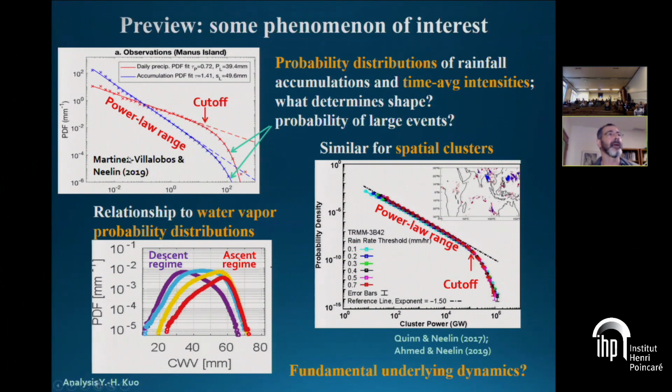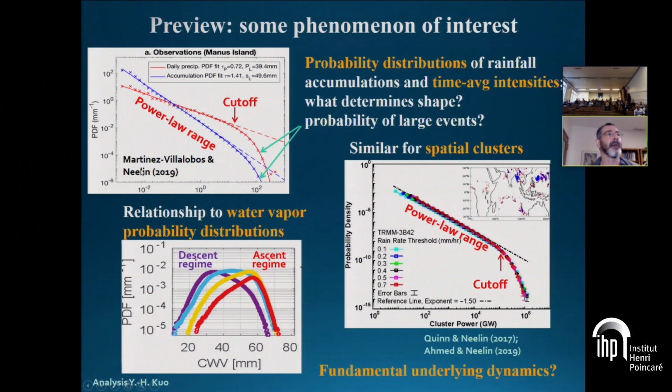Okay, so a couple of the things that we want to get to. In the upper left are probability density functions on a log-log plot of the accumulations of precipitation for events and for the daily average precipitation, where you're looking at the relationships between these. They have a characteristic form with the power law range followed by a more steeply dropping, approximately exponential cutoff. Can we ask questions about why this distribution has this form?